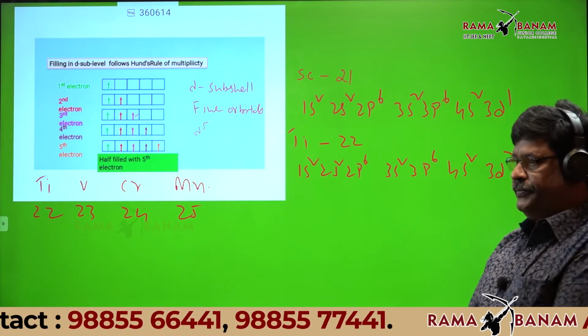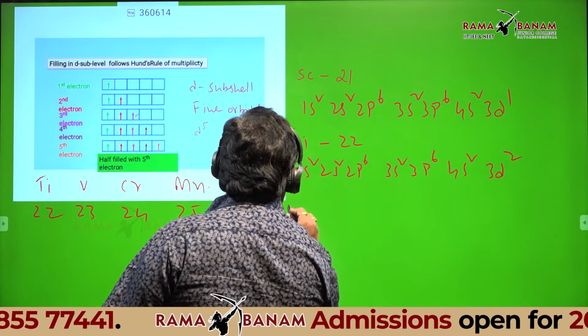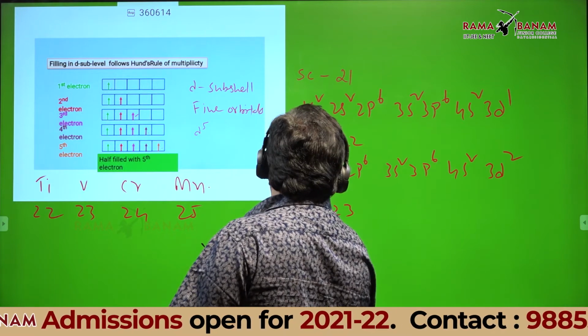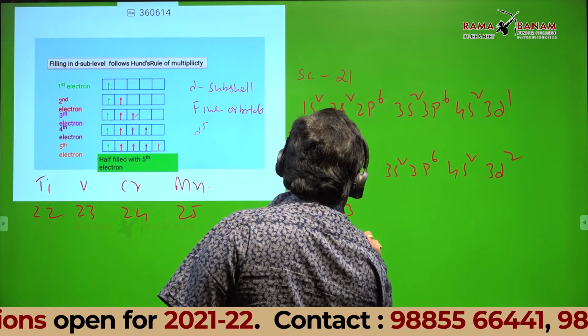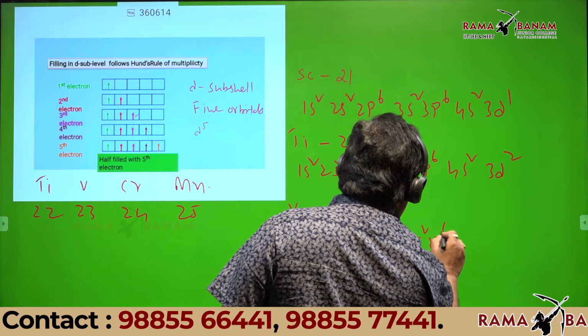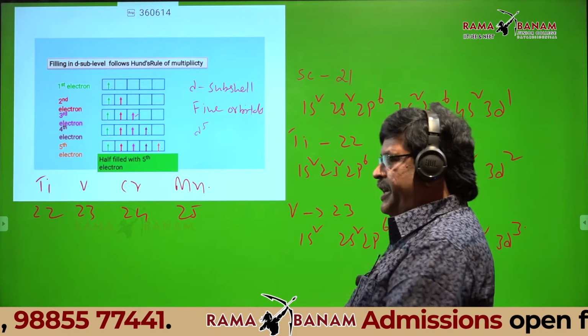Is it okay? Then write for vanadium. Vanadium is 23. 1s2, 2s2, 2p6, 3s2, 3p6 completed. 4s2. Write simply 3d3. Okay?